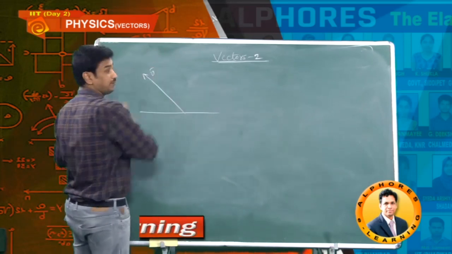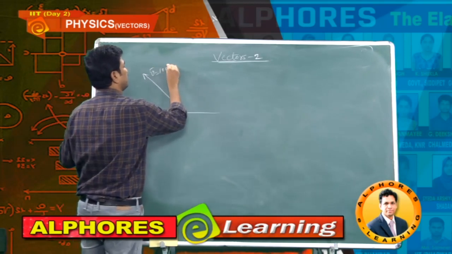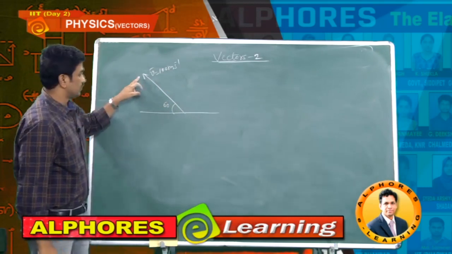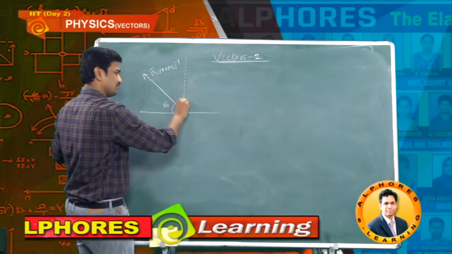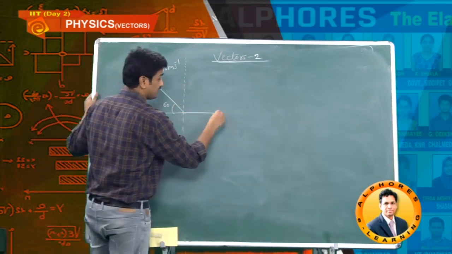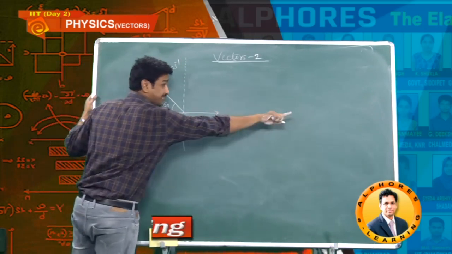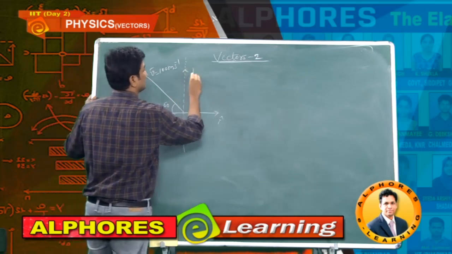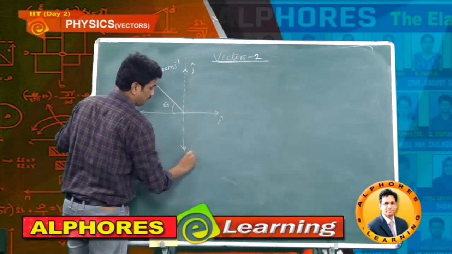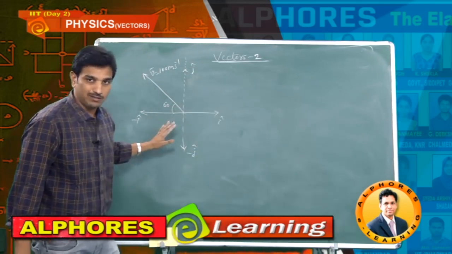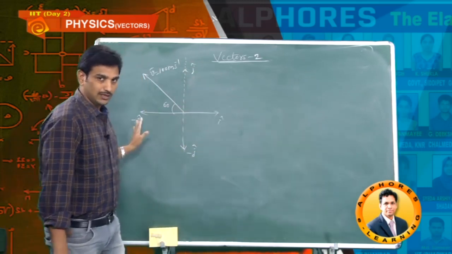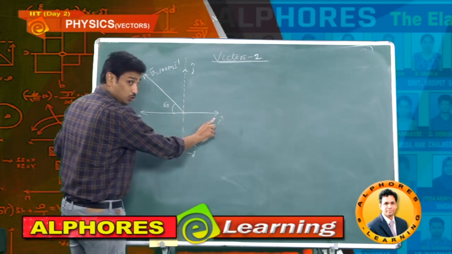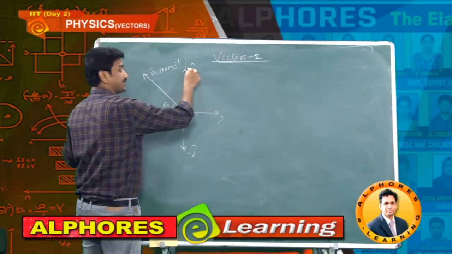Velocity v bar, 100 meter per second velocity. Now this angle is 60. Now the dotted line: can I call this i cap, the direction of plus x, and the direction of negative x minus i cap, plus j cap and minus j cap. In a problem they will give you directions, no problem. In a numerical also they will mention which is i cap, which is j cap, which is k cap.